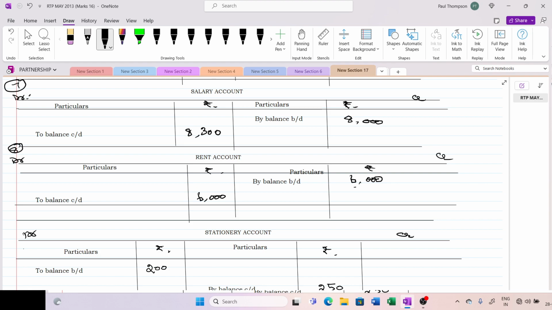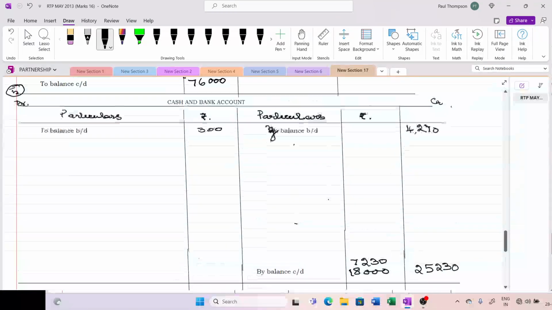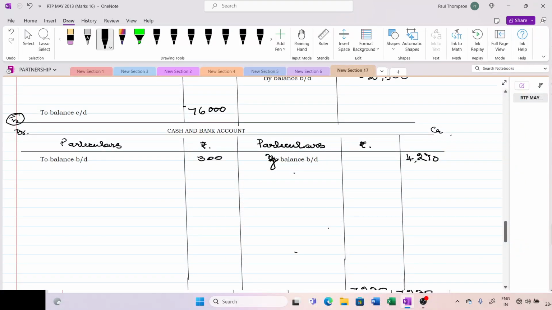Now moving on to the cash and bank account. The transactions given in the cash and bank account also will have a double effect. So let us see. Cash sales means you have to write it on the receipt side. So this is sales. Purchases will go on the credit side. 509,800.